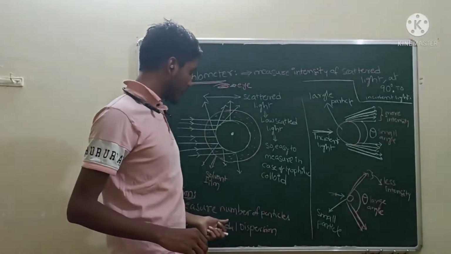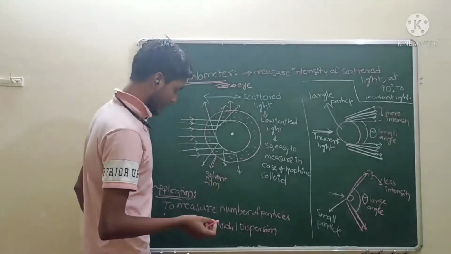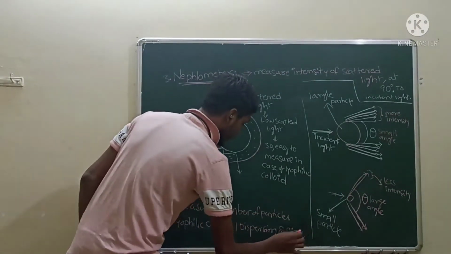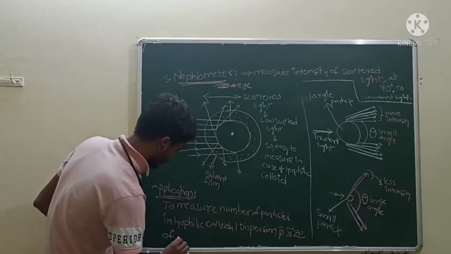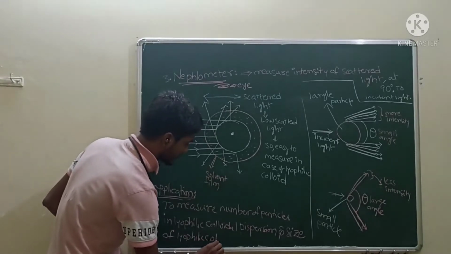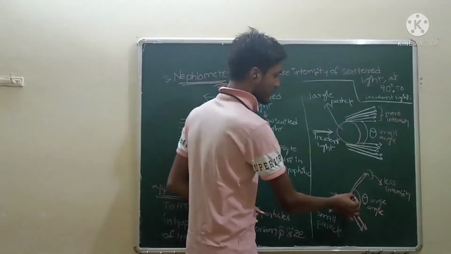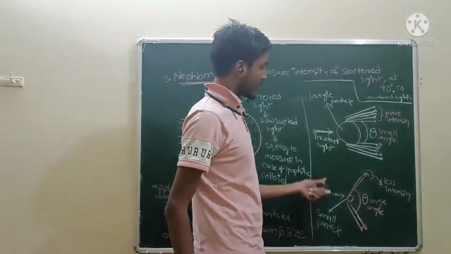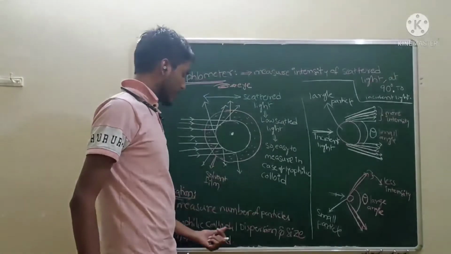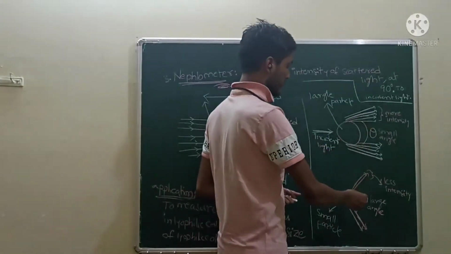So we are measuring the number of particles, and the size of the particles also. The number of particles in the colloidal dispersion and the size of lyophilic colloid. This is the big size particle, and this is the small size particle. See, large particle, small particle. We are determining the number of particles as well as the size of lyophilic colloid.